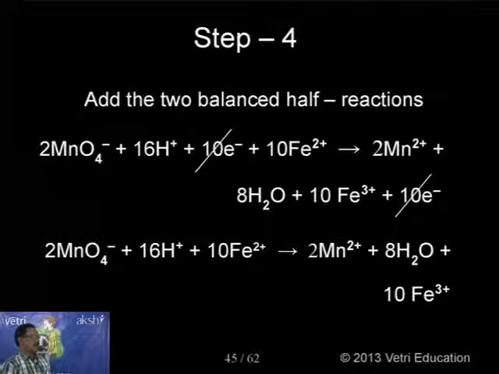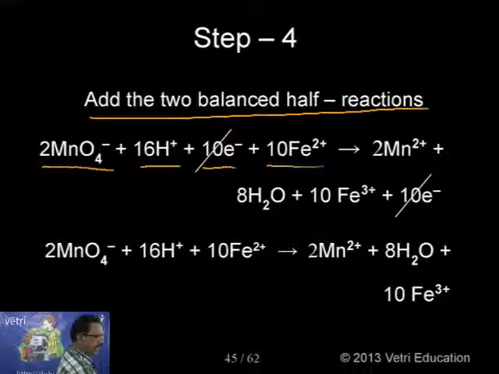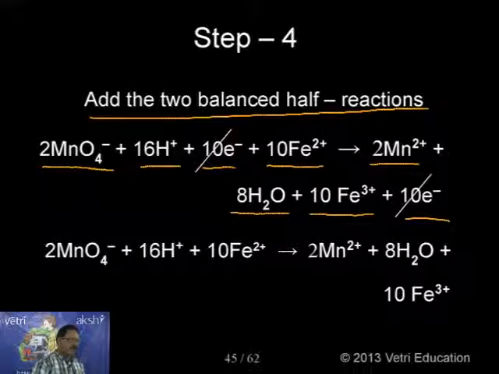I have shown here: add the two balanced half reactions. What I showed in step 3, I am now adding: the reactants on the left-hand side are added together, and the products on the right-hand side are added together. So the equation is 2MnO4- plus 16H+ plus 10 electrons, then 10Fe2+. This is the overall total of the left side, the oxidizing as well as the reducing agent. On the right-hand side: 2Mn2+, 8H2O, 10Fe3+ and 10 electrons.